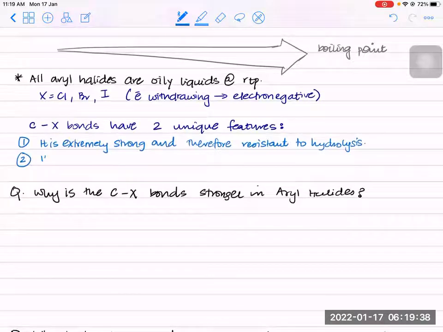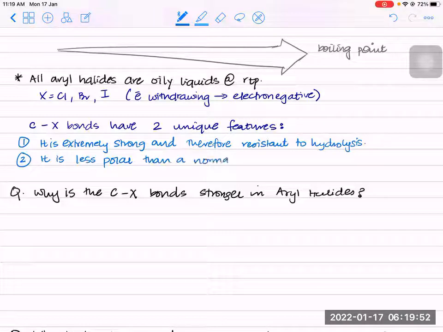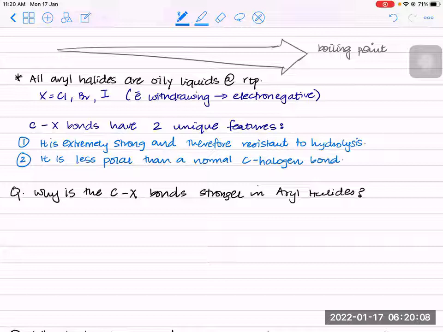And the second is that it is less polar than a normal CX bond. So as opposed to a regular C halogen bond, it is less polar and it is more strong. Now let's see why these bonds are stronger as compared to regular C halogen bonds.